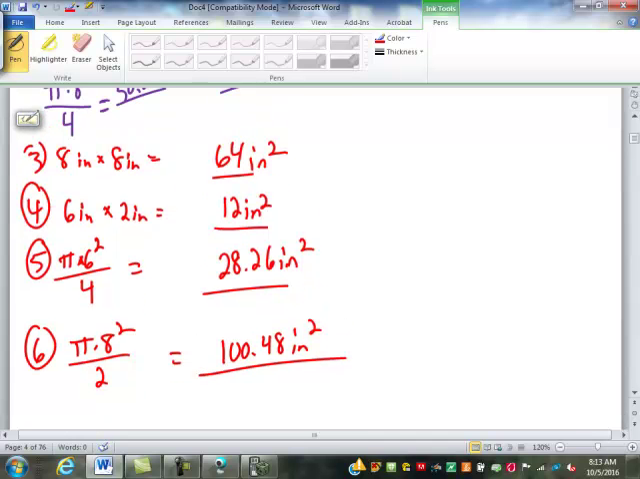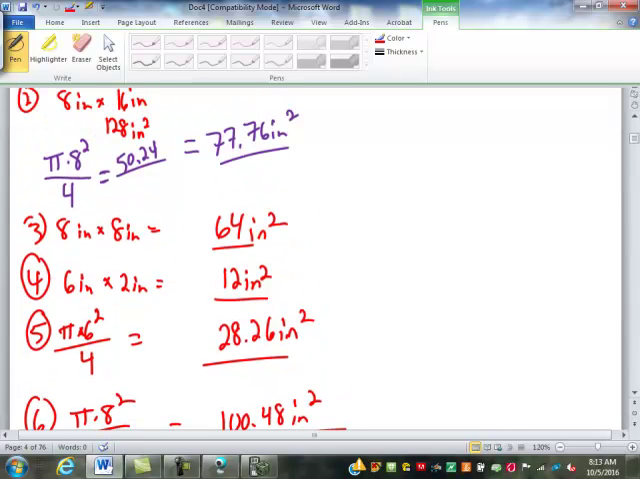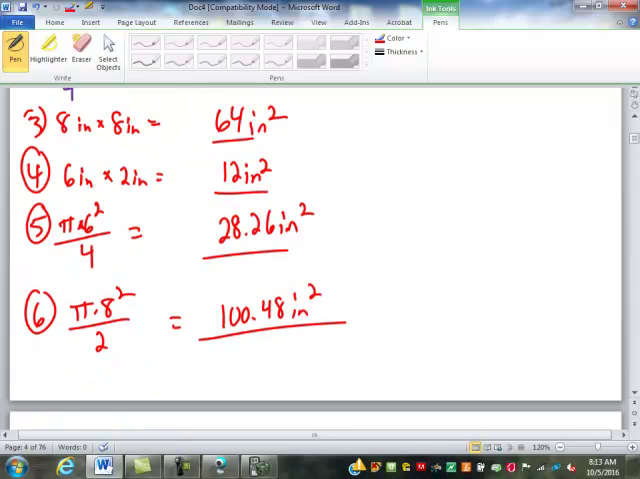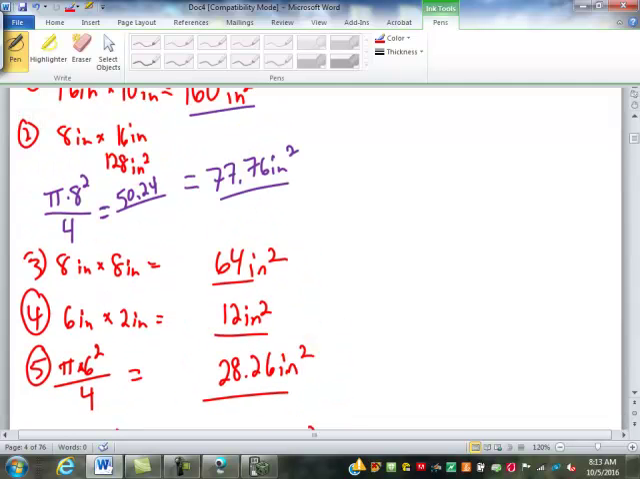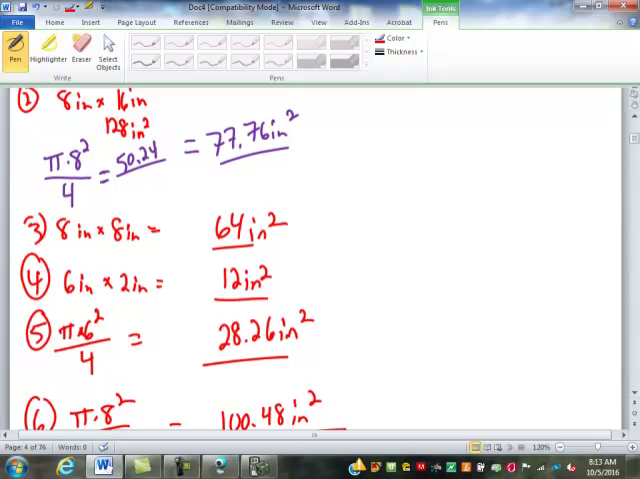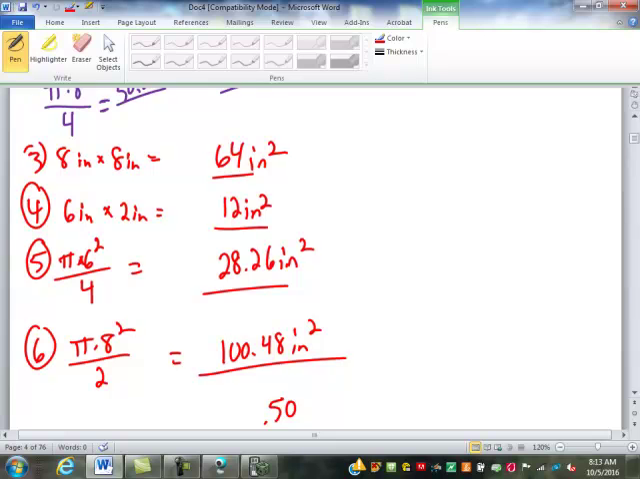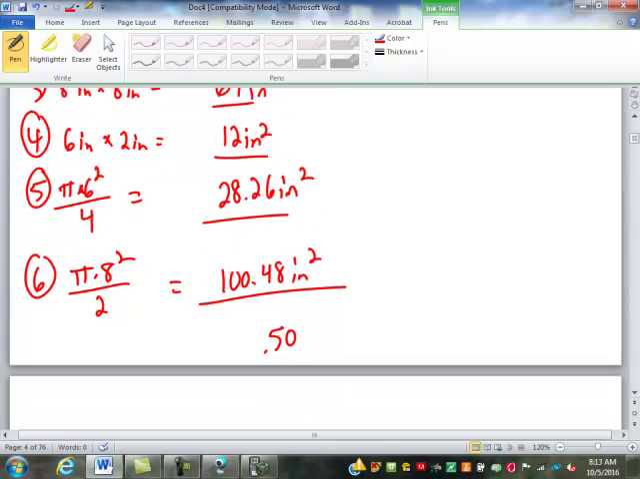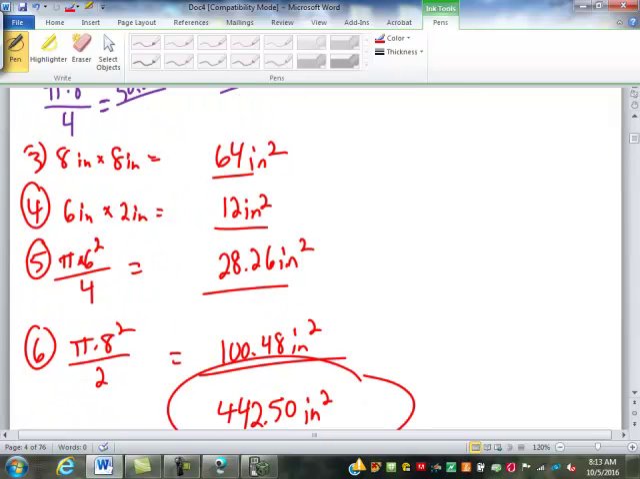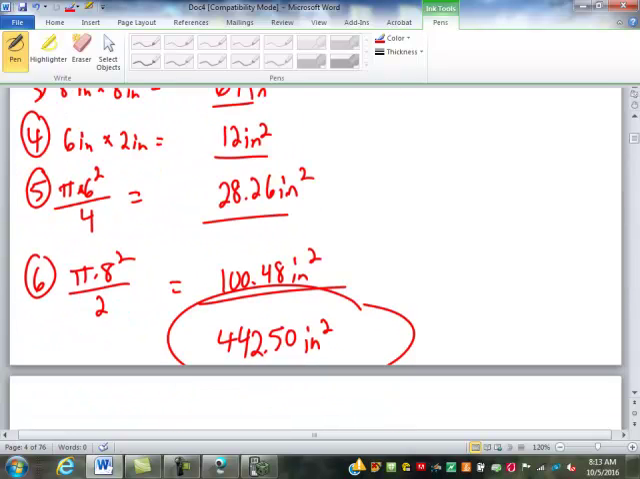And now it's just a matter of adding those up, which will give us what? Is that 442.50 square inches? Sound right? Pretty close. That's that precision we like to see, huh? I'm pretty sure that's right. 442.